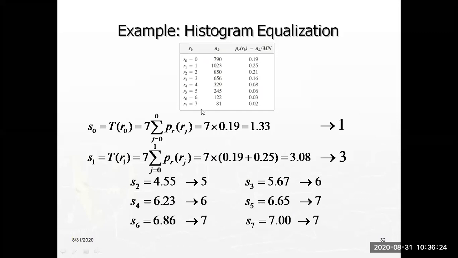Likewise, definitely your R0 to R7 will be equalized with the formula changed as 1, 3, 5, 6, 2 times 6, 3 times 7, 2 times 6, 3 times 7. So these are the values we got with the help of histogram equalization.